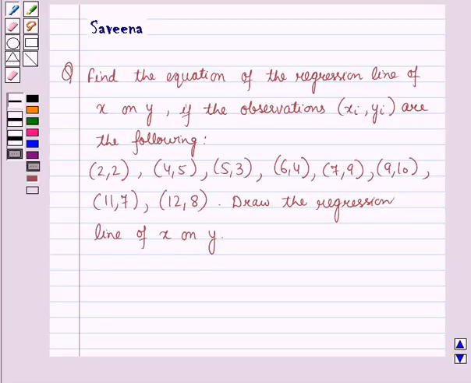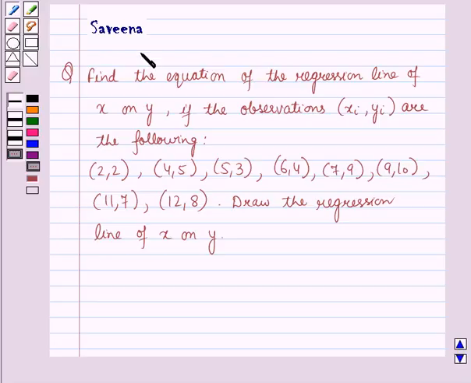In this session, we'll discuss a question which says: find the equation of the regression line of x and y if the observations xi, yi are the following: 2, 2; 4, 5; 5, 3; 6, 4; 7, 9; 9, 10; 11, 7; 12, 8. Draw the regression line of x on y.